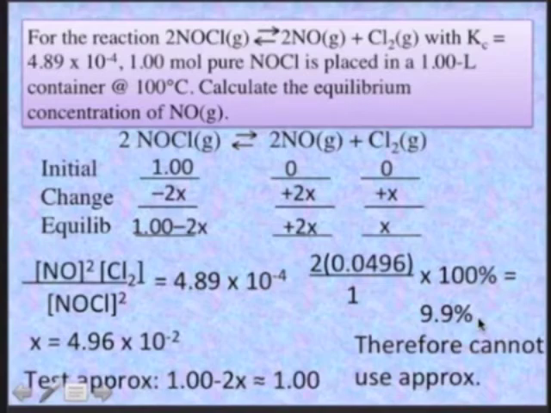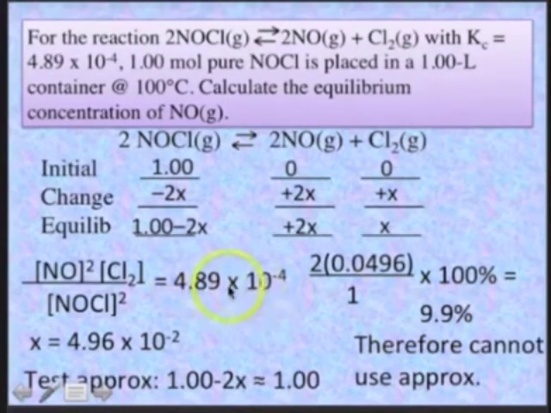Well, here's the rule. If it is 5% error or bigger, you cannot use the approximation. This is almost a 10% error, and therefore we can't use the approximation. Now, if this were a different reaction where we didn't have to double x, it was like 1 minus x in a different reaction, then x would be around 5%, or even a little bit less than 5%, and we could use the approximation.